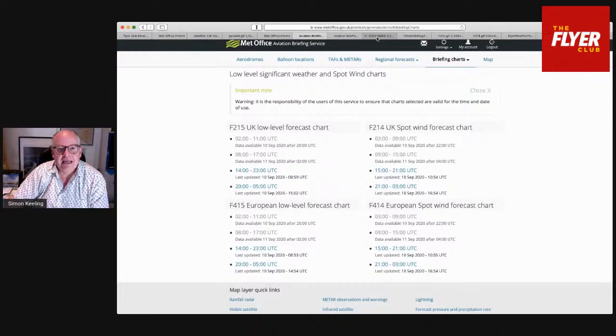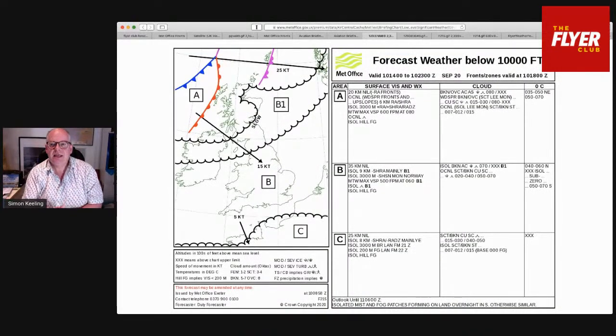Okay, so let's get to the chart itself. This is Form 215, and it's the forecast valid for this afternoon from 1400 hours to 2300 hours. So it's a forecast that covered late this afternoon into this evening.